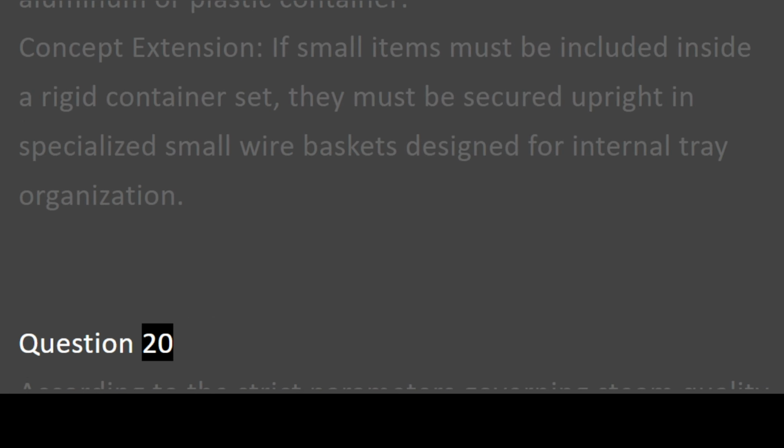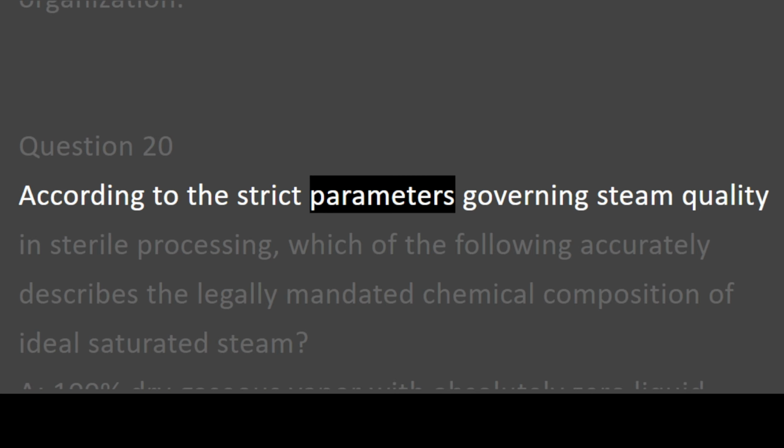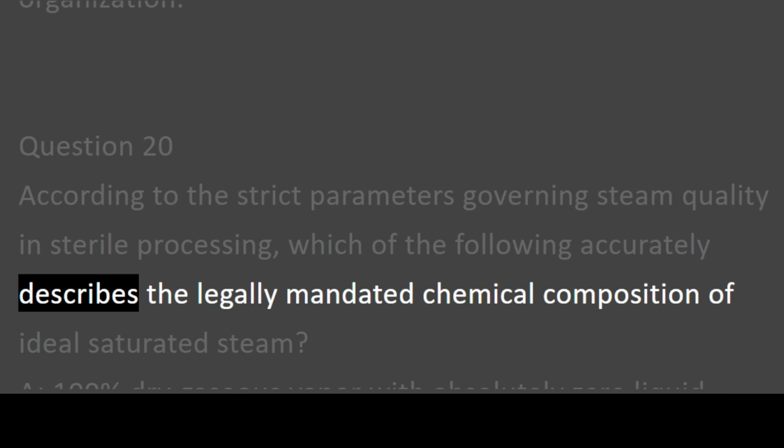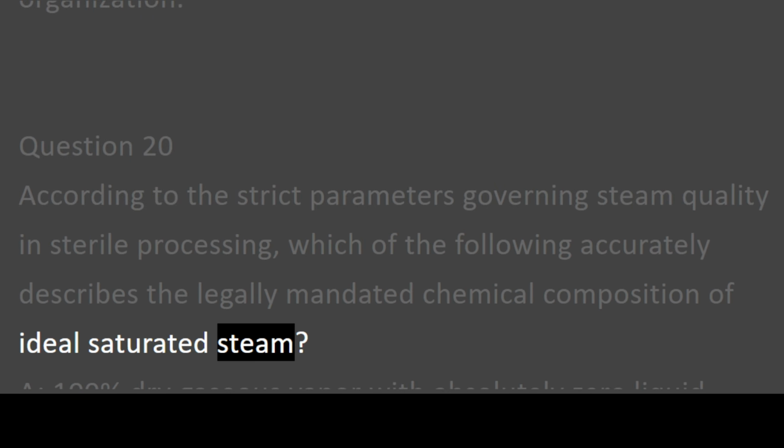Question 20. According to the strict parameters governing steam quality in sterile processing, which of the following accurately describes the legally mandated chemical composition of ideal saturated steam?